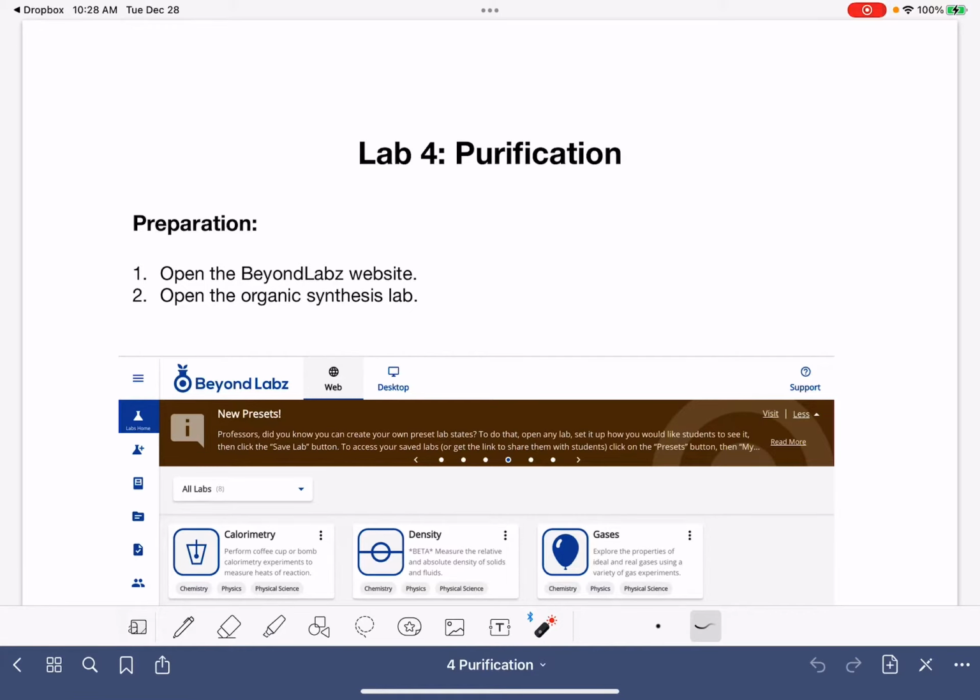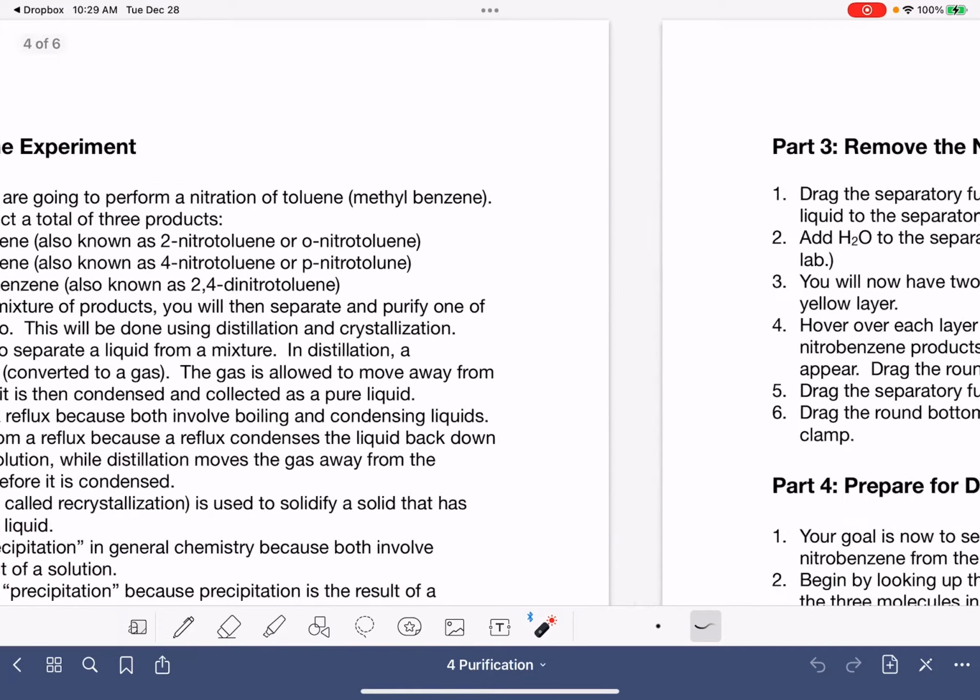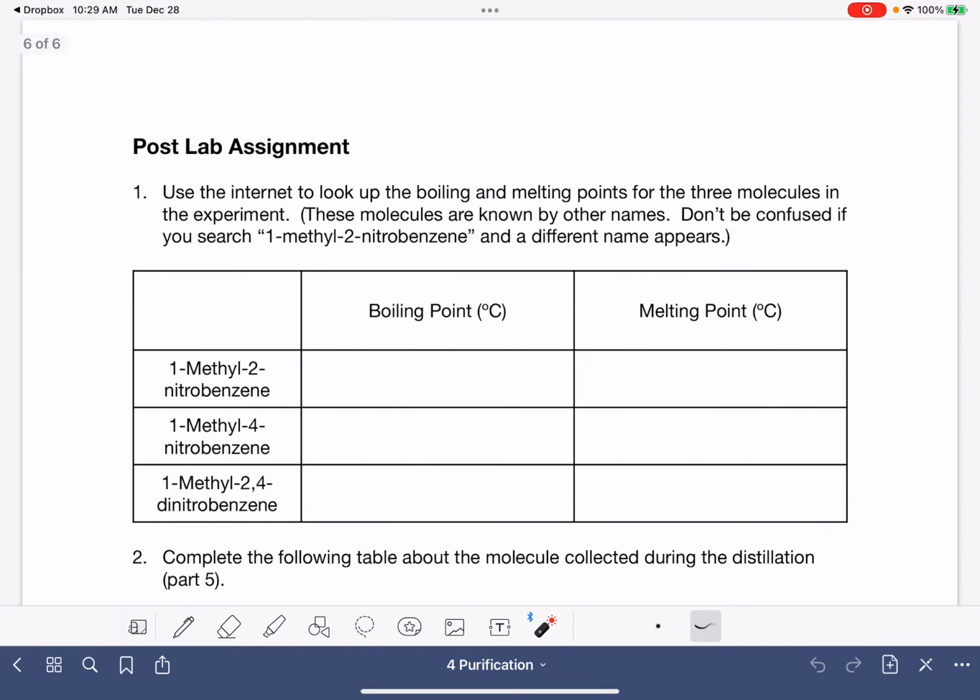I'm going to give you some tips for the virtual lab 4 purification post-lab assignment. This is going to be a pretty straightforward assignment. First of all, you're going to be working with these 3 chemicals in the simulation, and I want to start off by having you look up the boiling point and melting point for each of these 3 chemicals. You're going to just use the internet to do that.